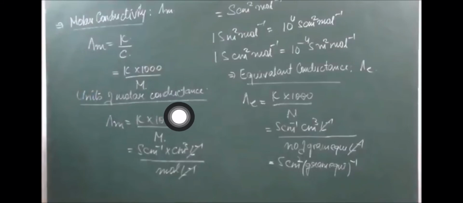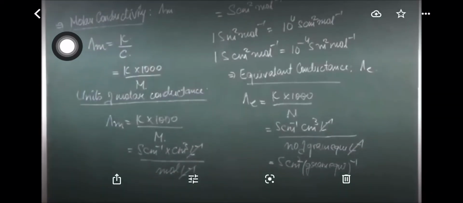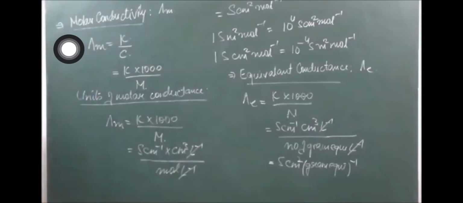So what is the change in the unit of molar conductance and equivalent conductance? Here we are getting per mole and here we are getting per gram equivalent. That is the only difference, because here we were taking concentration in molarity and here we are taking it in normality. So this is the minor difference between molar conductivity and equivalent conductance.